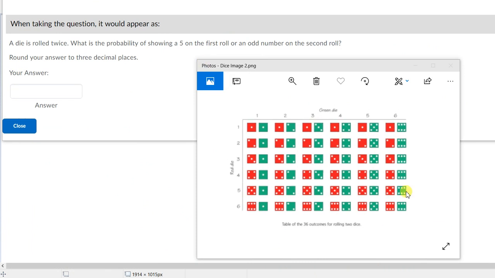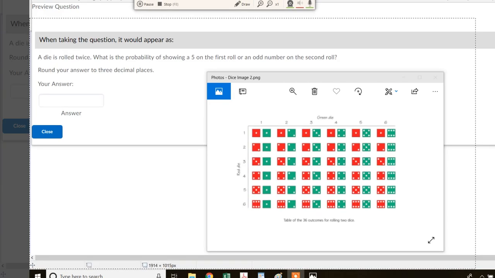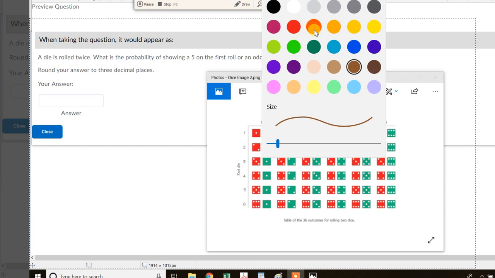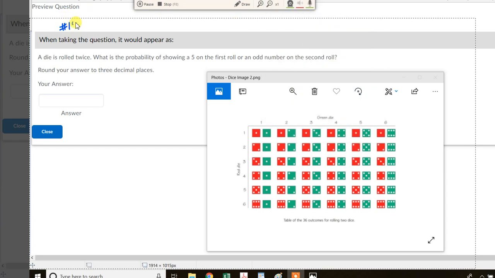Okay, this is problem number 14. Let me go ahead and bring up the pen so we can write down some stuff. I brought up the dice image again because it's a dice problem. So just in general, this is number 14. Or. Okay, so we'll call this 5 on the first roll A, odd number B. What's the probability of A or B?